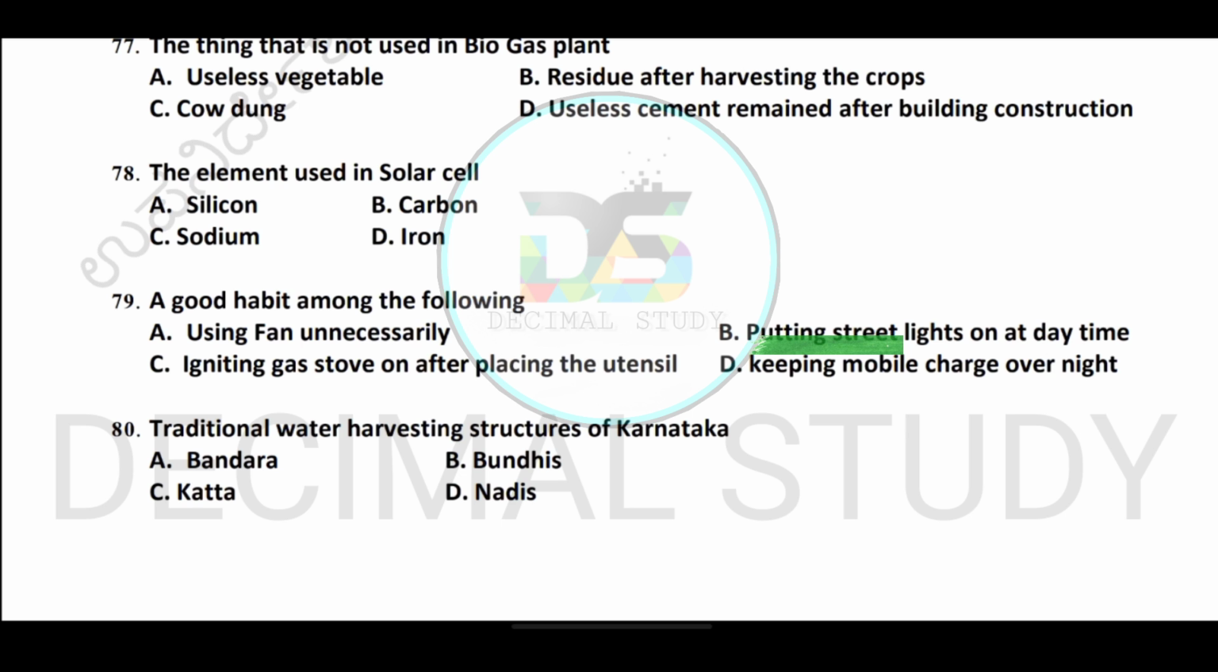Question number 80. Traditional water harvesting structure of Karnataka. Options are Bandara, Bundis, Khata, Nadis. The right answer is Bundis.